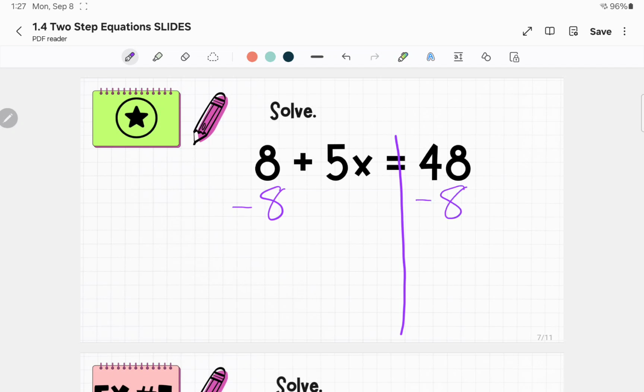Whatever I do to the left, I do to the right. I'm going to go ahead and cancel those 8s out. I'm going to simplify down, right? So those 8s are gone. The 5x is still there on the left, and 48 minus 8 is 40 on the right.